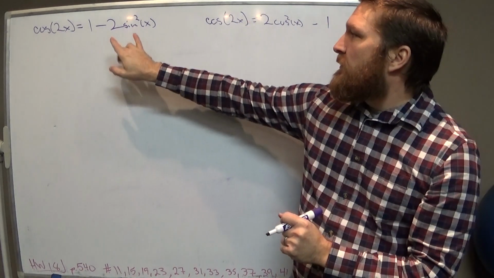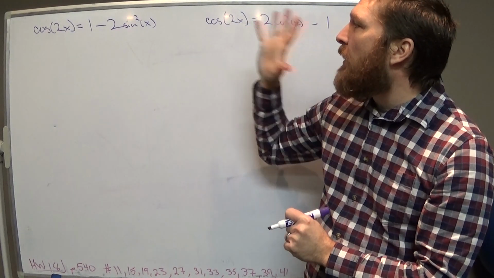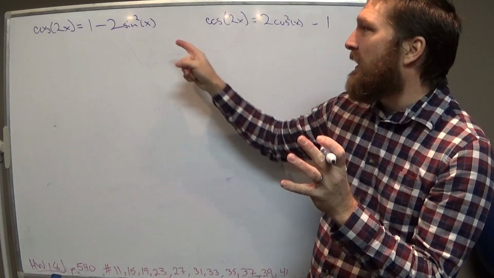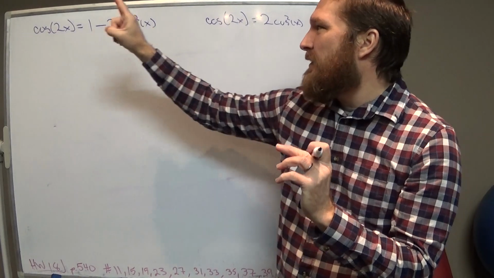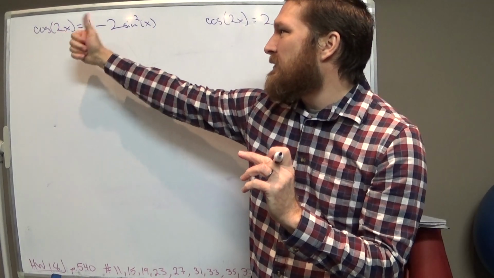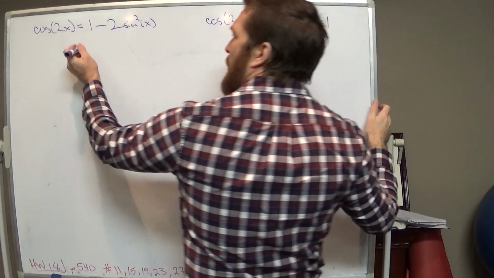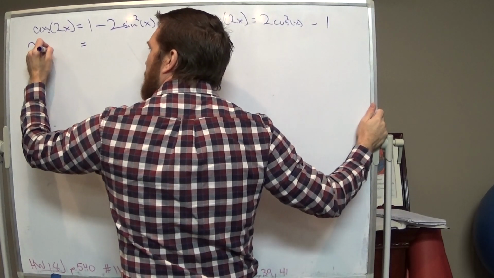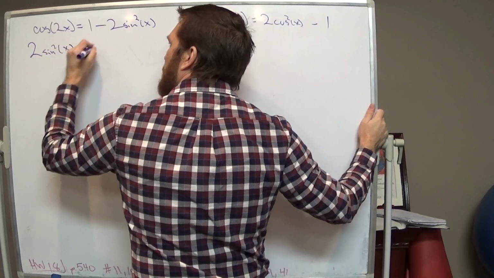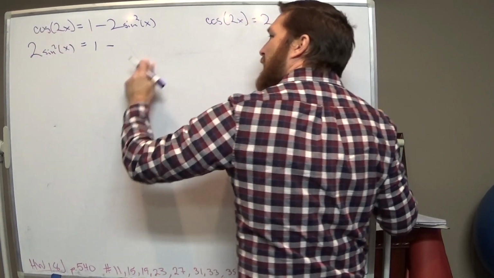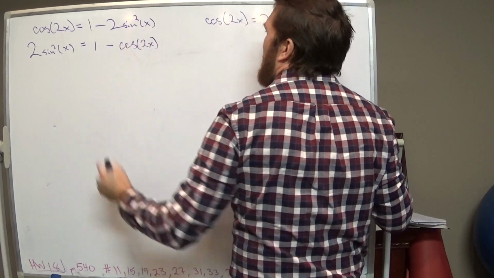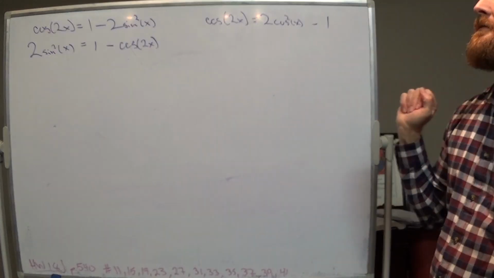I don't like negatives, and I want an expression involving sine squared. So what I'm going to do is take him to that side and bring him to this side. I'm going to do that in one step. So I'm going to add the 2 sine squared over here, and I'm going to bring the cosine 2x over here. Is anybody mystified by that? Everybody following me with that one?